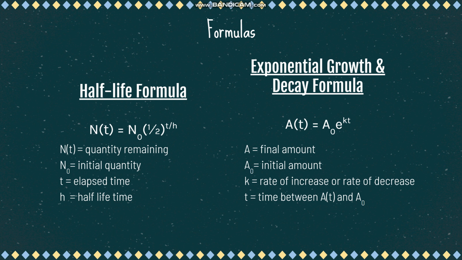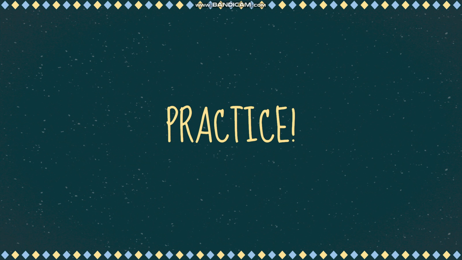Exponential growth and decay formula: final amount equals initial amount times e, which is any number, to the power of k, which is the rate of increase or rate of decrease, times t, which is the time between final amount and initial amount. For k, rate of increase or rate of decrease, you cannot choose both, you have to choose one. So be aware of that. Once again, these are the important formulas. Make sure to remember them. So let's go through some practice.